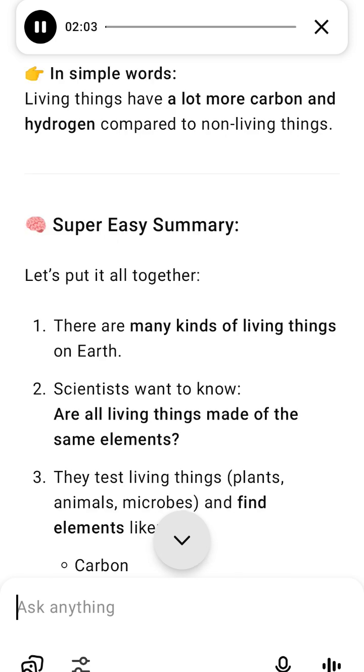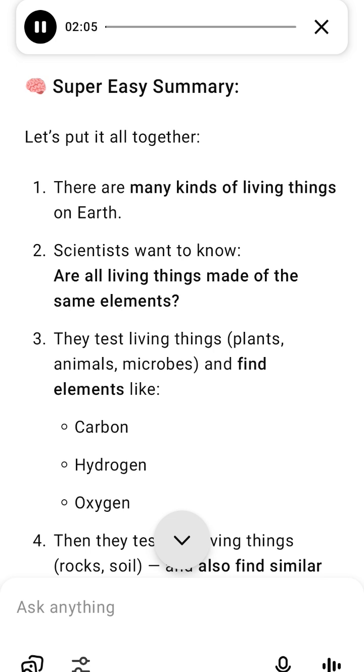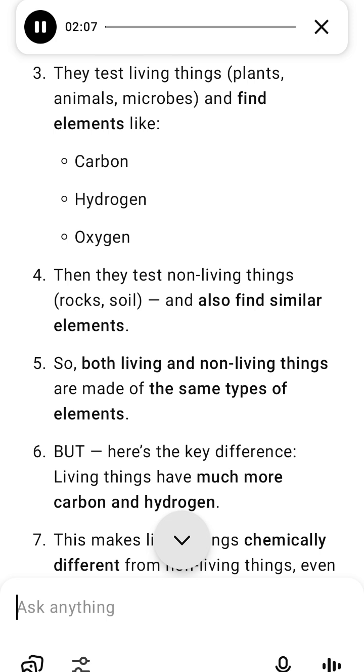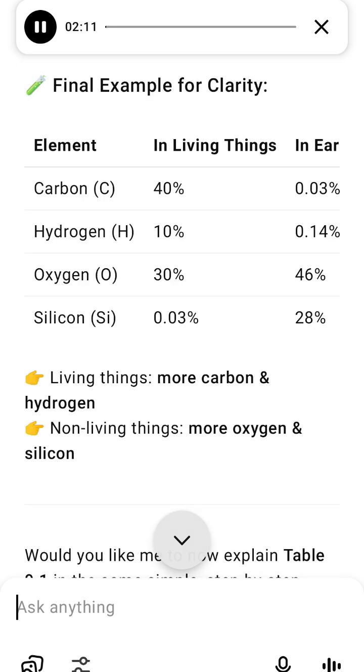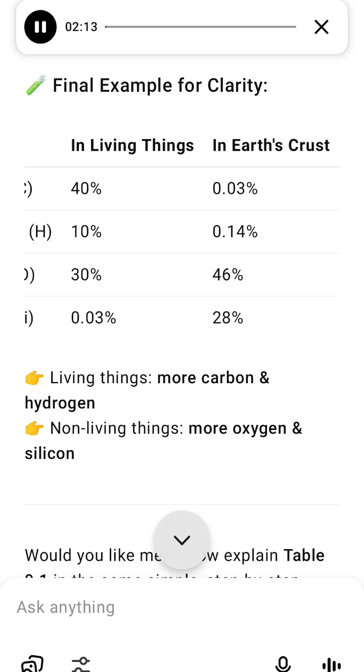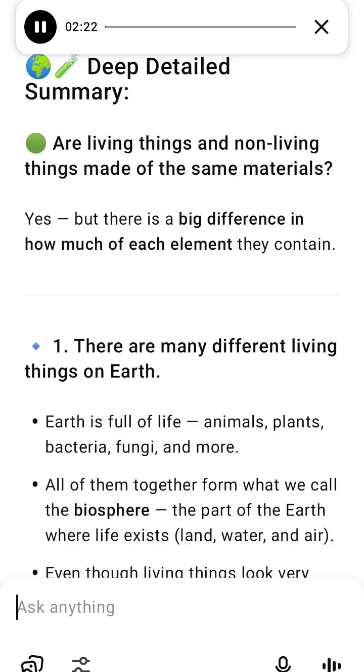6. But the difference is in the amounts, how much of each element is present. When we look closer, we see that living things have a lot more carbon and hydrogen. Non-living things like rocks have more silicon and oxygen. For example, element in living things versus Earth's crust, rock: silicon, Si, very low 0.03% versus high 40%. Hydrogen, H, high 10% versus low 0.14%. Oxygen, O, present 30%, very high. Silicon, Si, very low 0.28%.